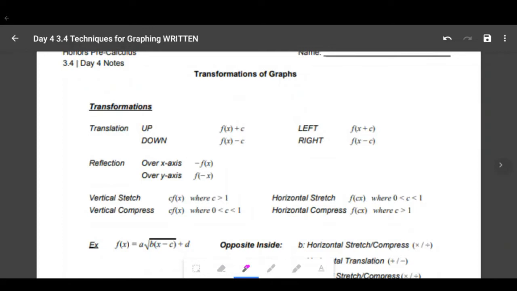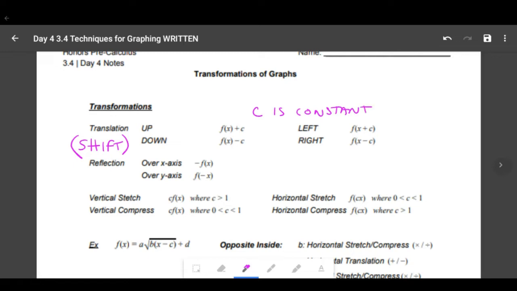All right, the first transformation we're going to look at is something called the translation. What you hear me say often is shift. It's kind of the same thing. So if I say translate up or shift up, we're talking about the same concept that we have here. In each of these cases, C is a constant.